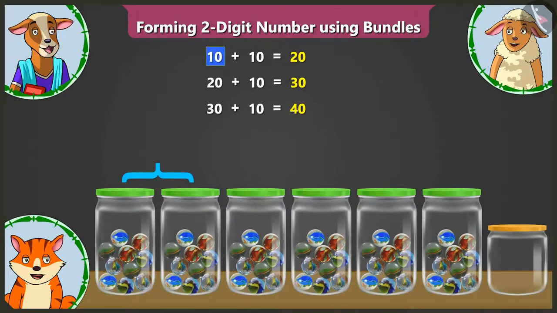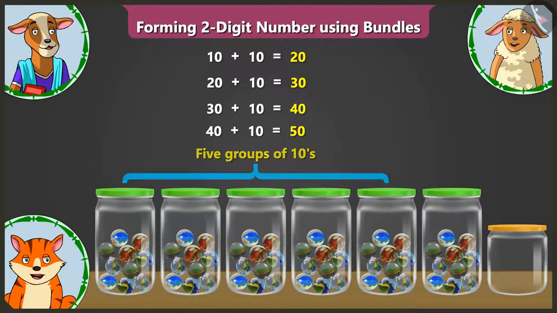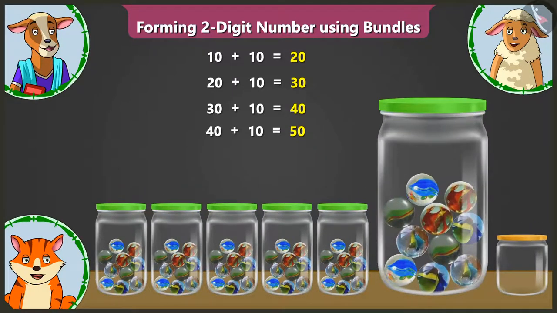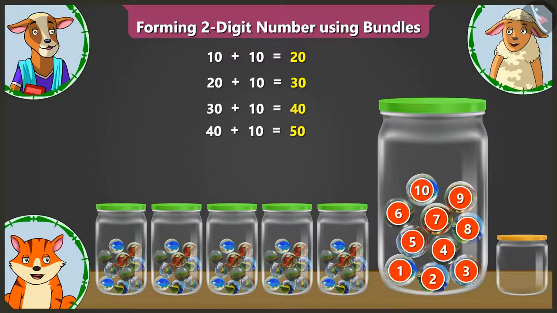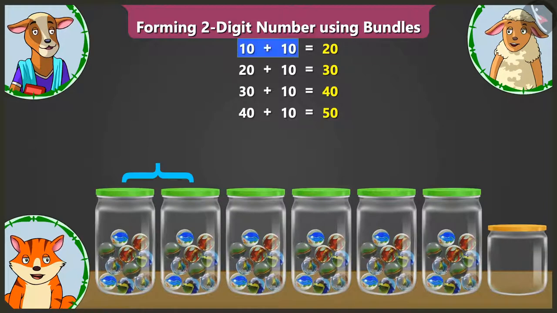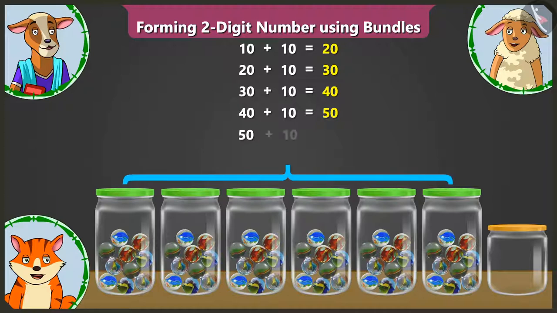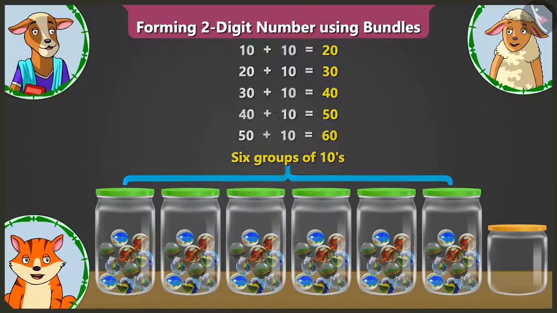This makes it 10 and 10, 20. 20 and 10, 30. 30 and 10, 40. 40 and 10, 50. Five groups of tens. Look, the sixth jar also has 10 marbles. This makes it 10 and 10, 20. 20 and 10, 30. 30 and 10, 40. 40 and 10, 50. 50 and 10, 60. So, these are six groups of tens.